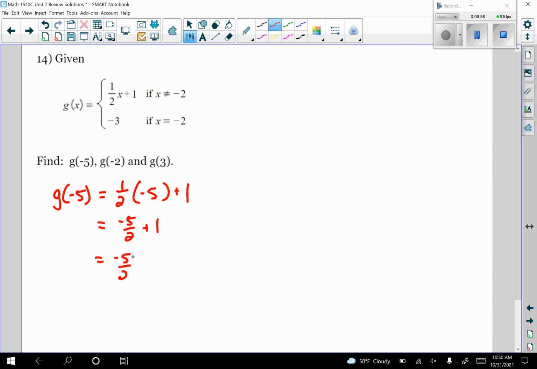You can get common denominators. You could turn that into a negative 2.5. So we get a negative 3/2. G of negative 2, we use this one right here because x is equal to negative 2, so that's just negative 3. And then g of 3, we're back to using the first one because 3 is not negative 2.